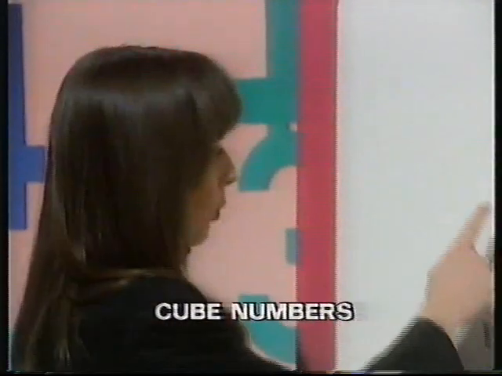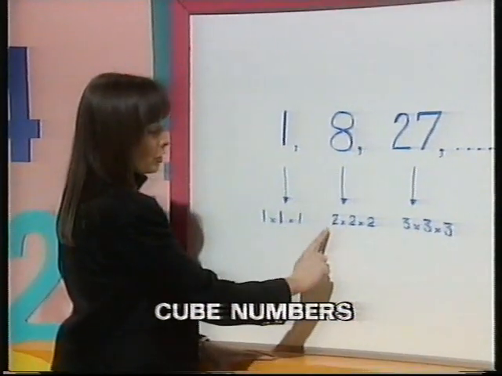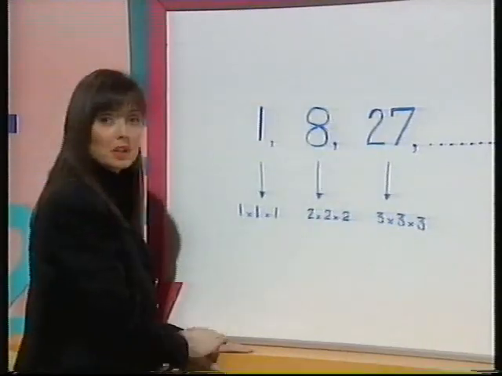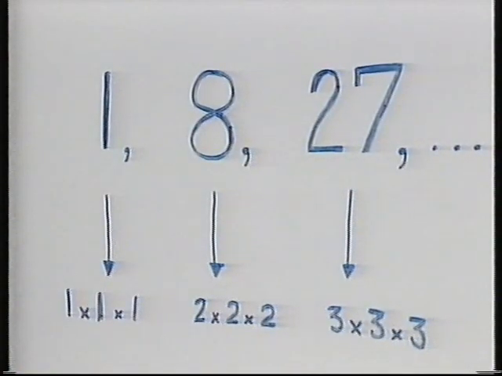The next thing to think about are cube numbers. 1 is 1 cubed, 8 equals 2 cubed, 27 equals 3 cubed. So 1, 8, 27 and so on is a pattern of cube numbers.